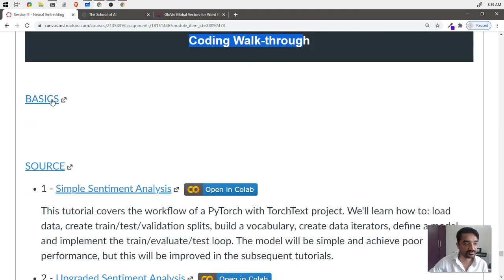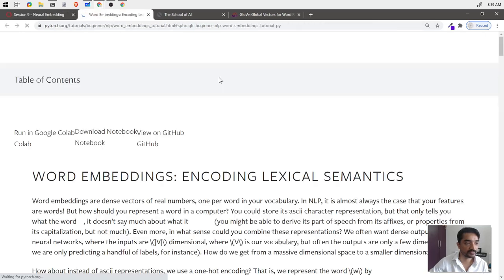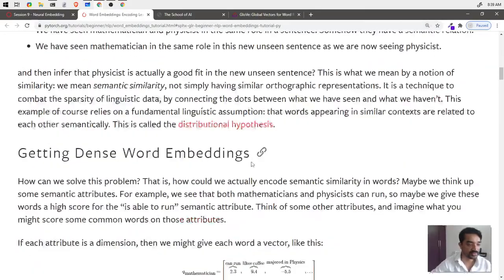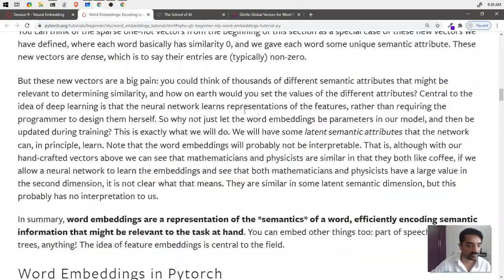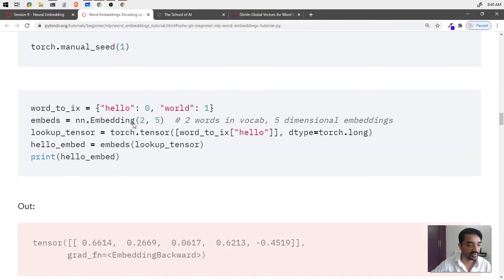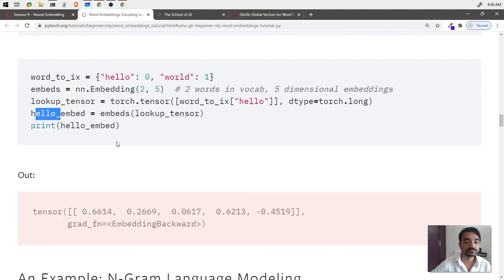Now, coding walkthrough. First of all, let's look at the basics part. This is on PyTorch, so I'll request you to spend some time on this particular page. Embedding vector we spoke about. Again, we have nn.functional, we are calling nn.Embedding. And the same example we saw: we have the word hello and the word world, and we convert that into a dictionary. The dictionary is now converted into a tensor, and then from the dictionary we grab the value for the hello word, which goes in as a tensor into our embedding, and the embedding actually gives us our vector, the embedding vector, and that vector right now is 0.614 and so on, and this is a random vector.